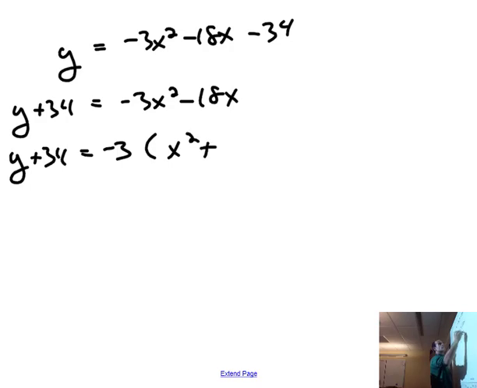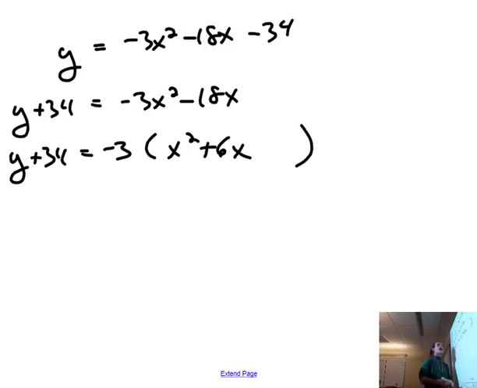So far, so good? When you multiply the whole thing by 3, you didn't do it on the other side, like under the y equals. Right. So are we okay so far? Kind of. All I did was add 34 to both sides. So I moved the negative 34 to the left by adding 34 to both sides. And then I factored off a negative 3 so I could make this a perfect square trinomial.